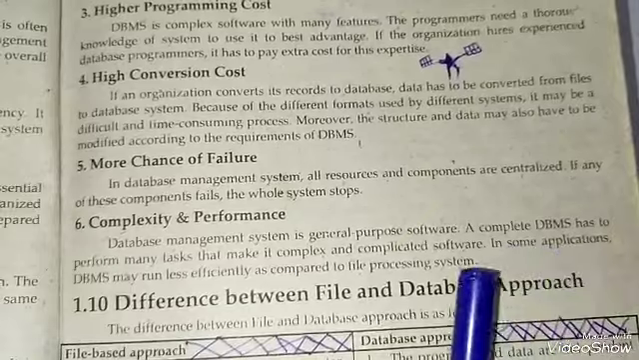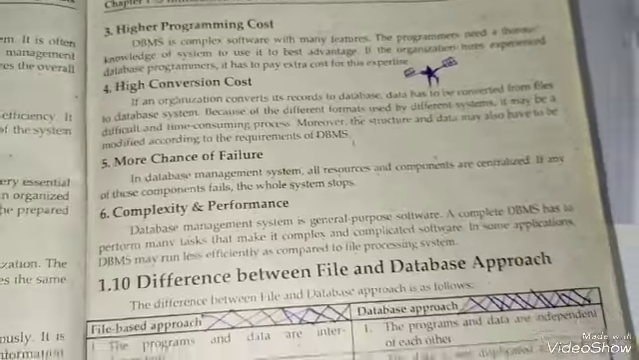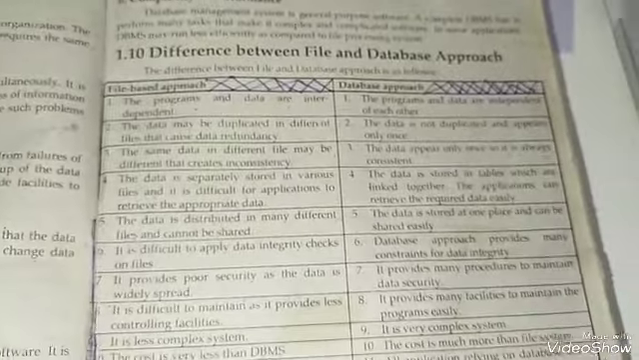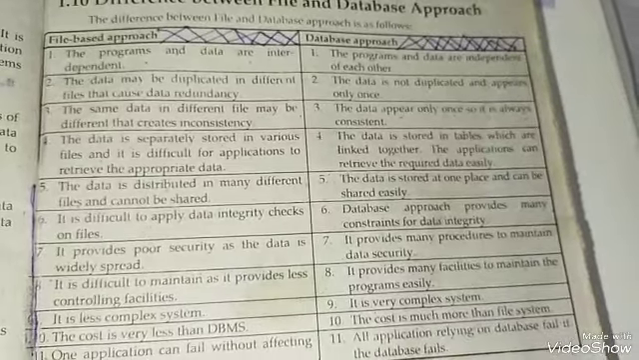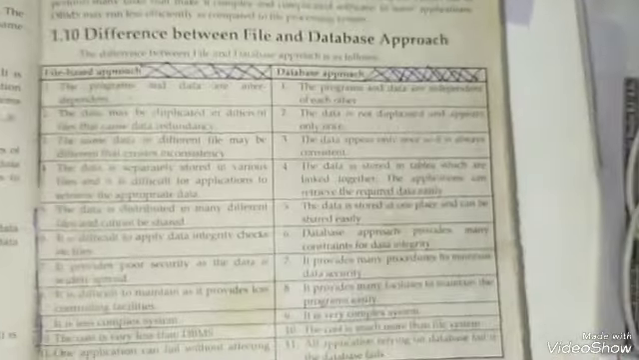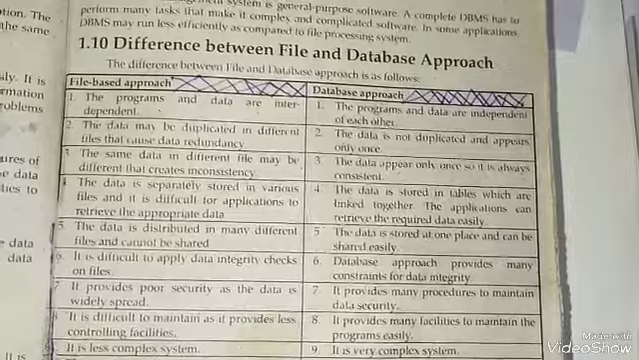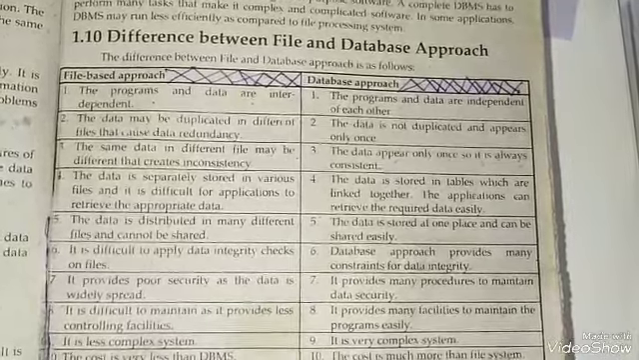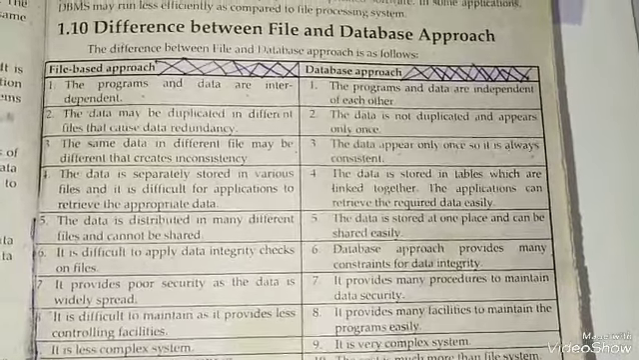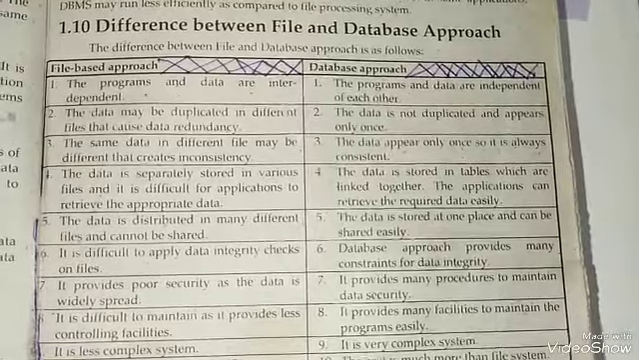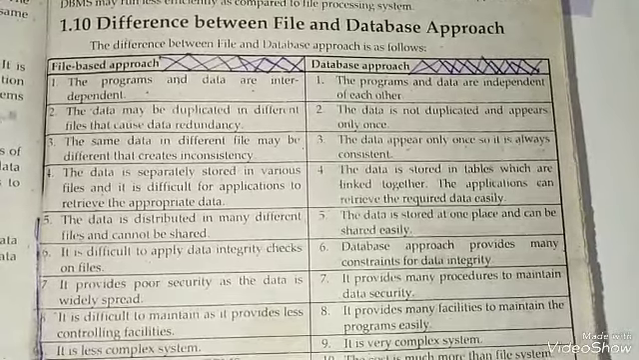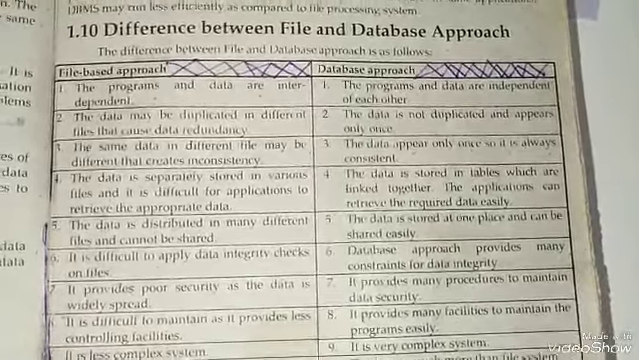Complexity and performance. Database management system is general purpose software. A complete database has to perform many tasks that make it complex and complicated software. In some applications, database management system may run less efficiently as compared to file processing system.